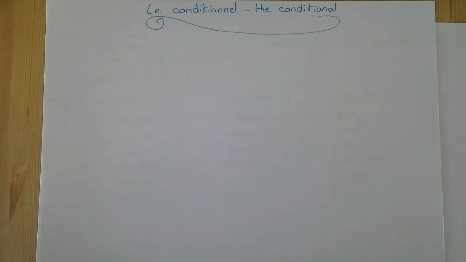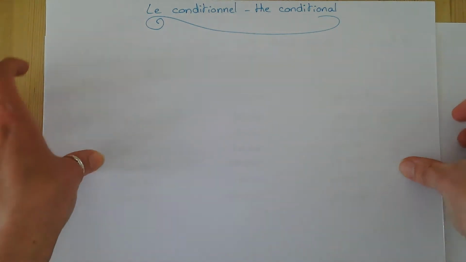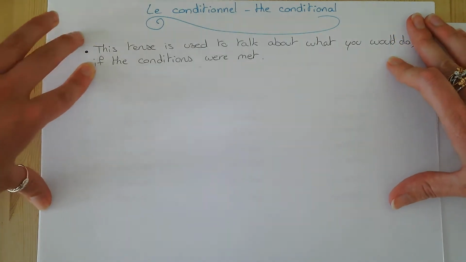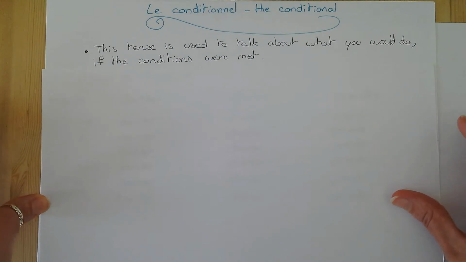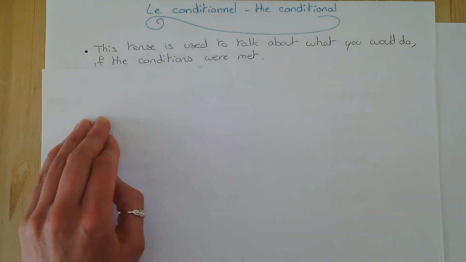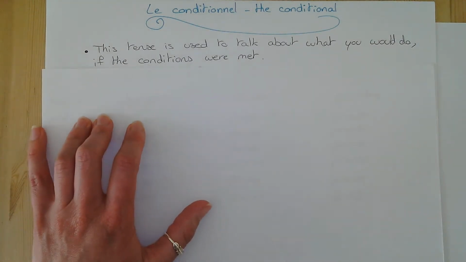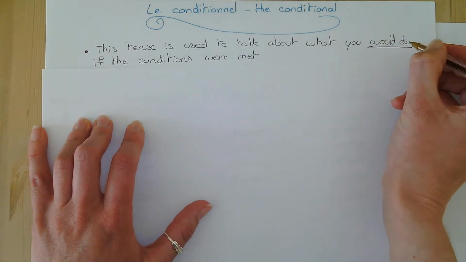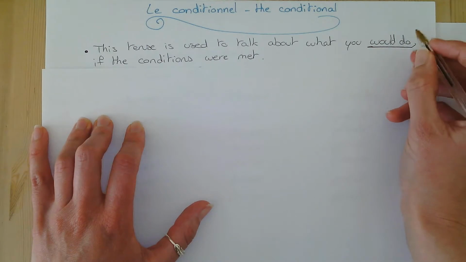How do you use it? When do you use it? How do you form it? We're going to answer all of that. So the conditional, you use it when you want to talk about what you would do if certain conditions were met. So the translation for the conditional is that I would do something.